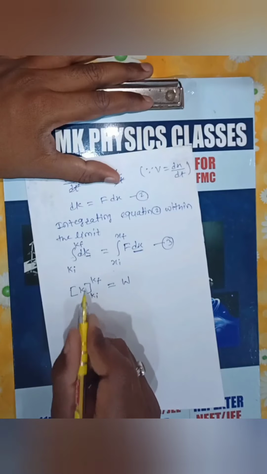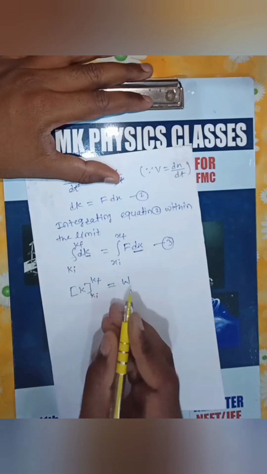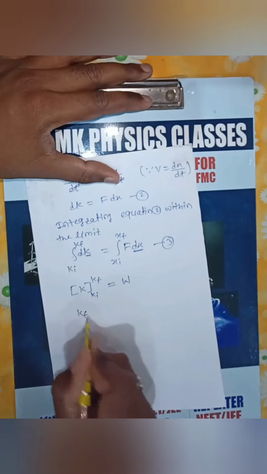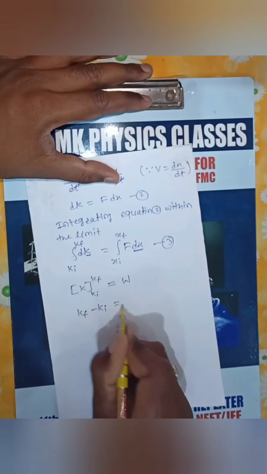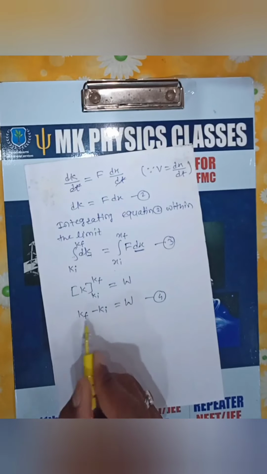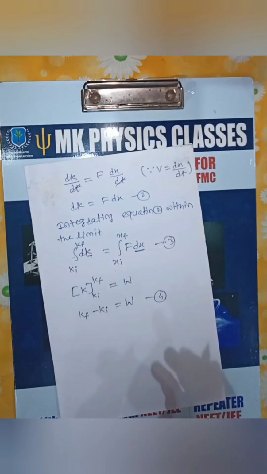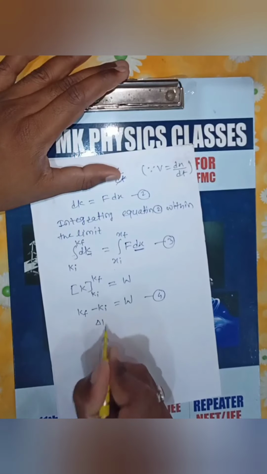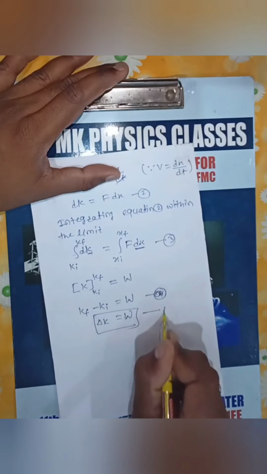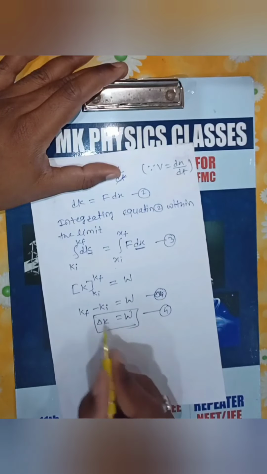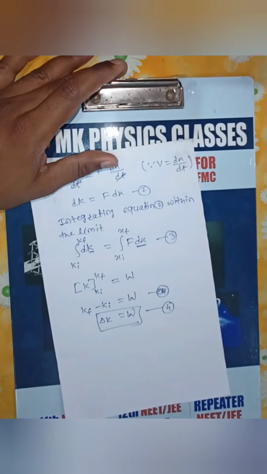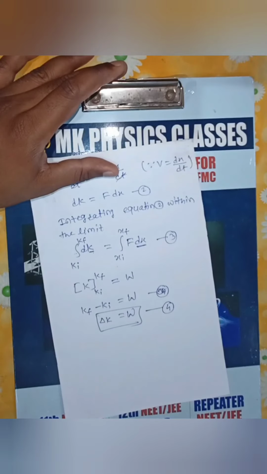Then the kinetic energy with limits Ki to Kf is equal to work done. Put the upper limit minus the lower limit, that is Kf minus Ki is equal to work done. This is equation number 4. Kf means the final kinetic energy, Ki means the initial kinetic energy. Therefore the change in kinetic energy is equal to work done. This is known as the work energy theorem for a variable force.